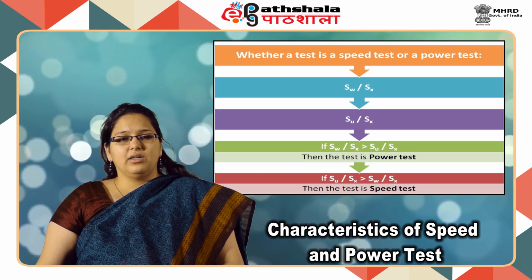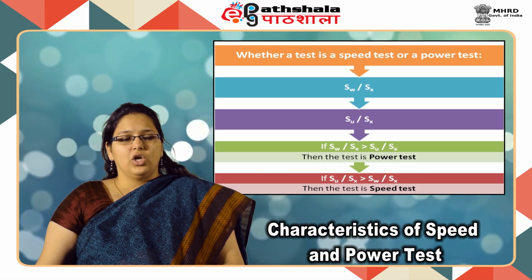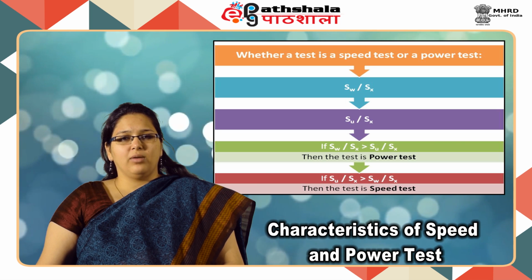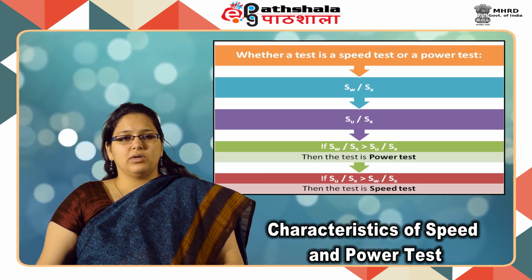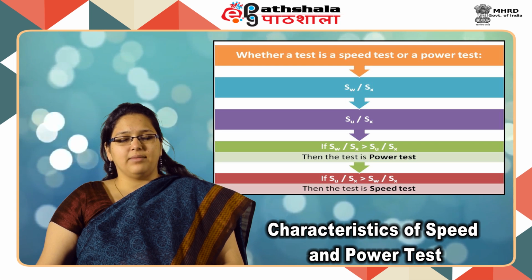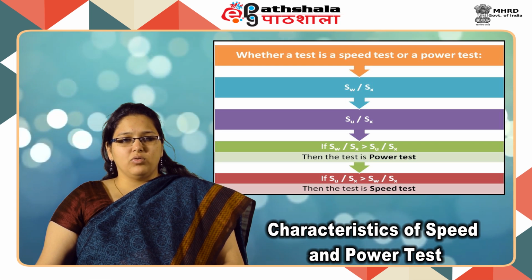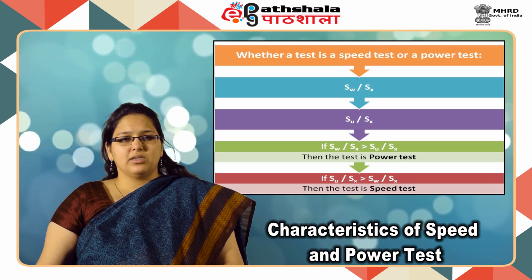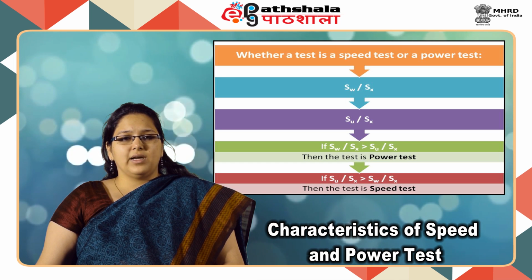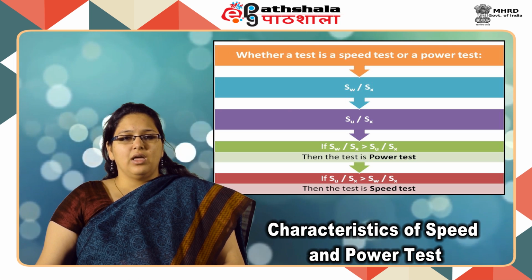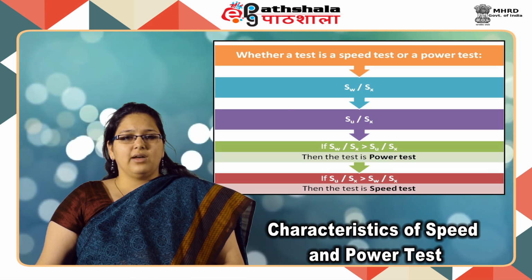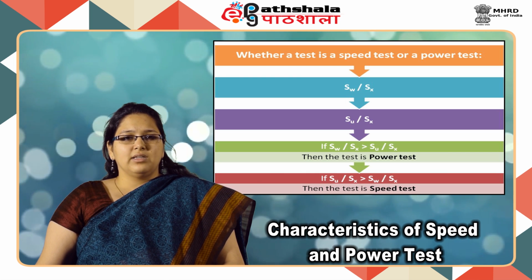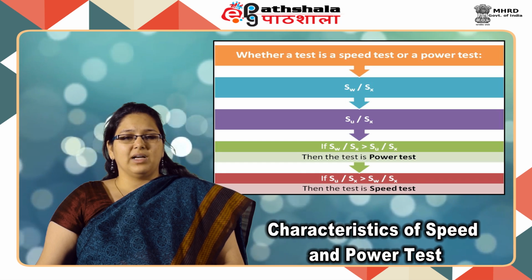Characteristics of speed and power test. To understand the characteristics of pure speed test and a pure power test, we first need to understand the difference between two types of errors. Supposing W is the number of incorrectly answered items. U is the number of items not attempted. X is the total error score on the test. Therefore, X is equal to W plus U.